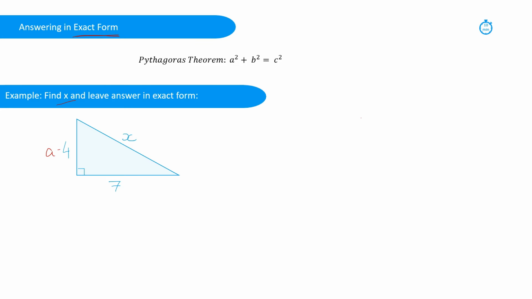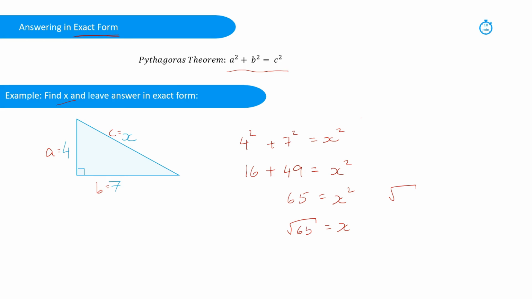Let's label it first. So a is 4, b is 7, and c is x. And putting this information into a Pythagoras theorem, we have 4 squared plus 7 squared equals x squared. 4 squared is 16 plus 7 squared is 49 equals x squared. Now 16 plus 49 is 65 equals x squared. So if you take square root on both sides, we're going to have x equals square root of 65.